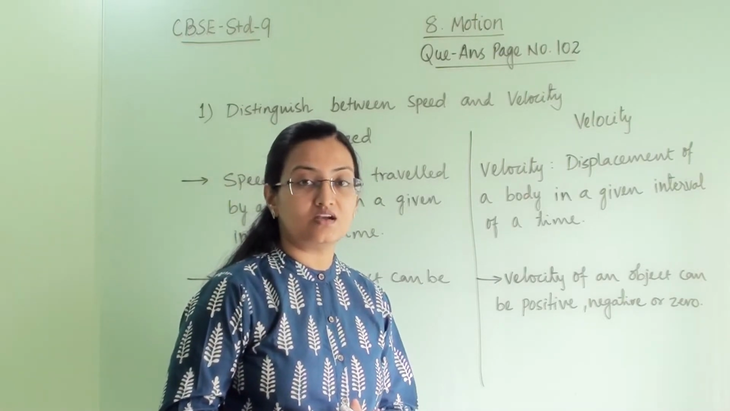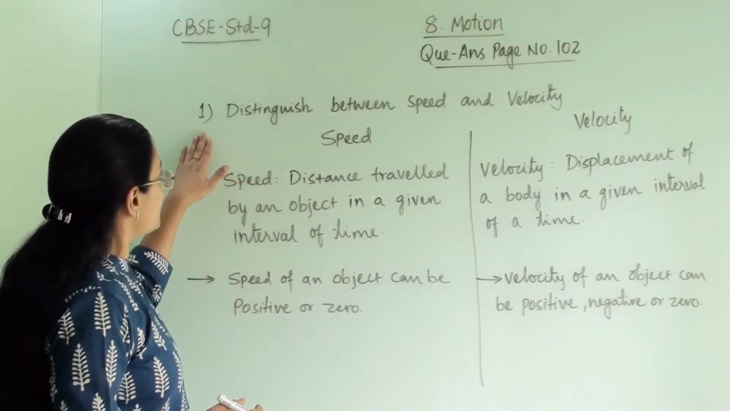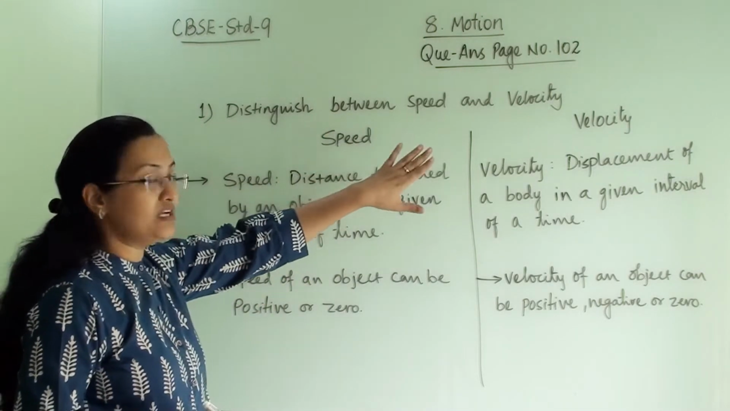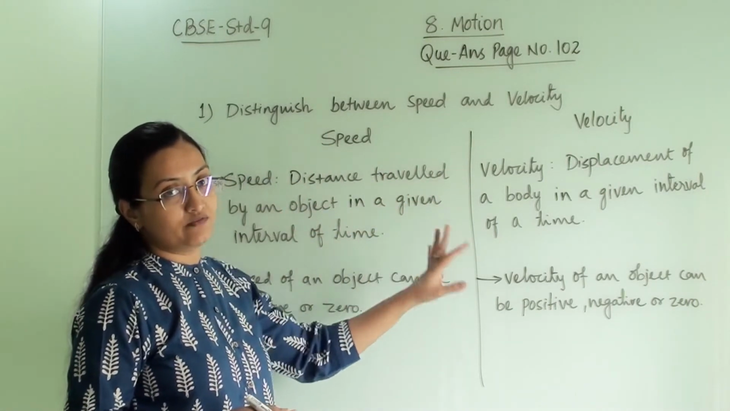Today we are going to solve question answers from page number 102, under the CBSE Standard 9 syllabus from the chapter Motion. The first question is: distinguish between speed and velocity. Here we have to write the difference between speed and velocity.